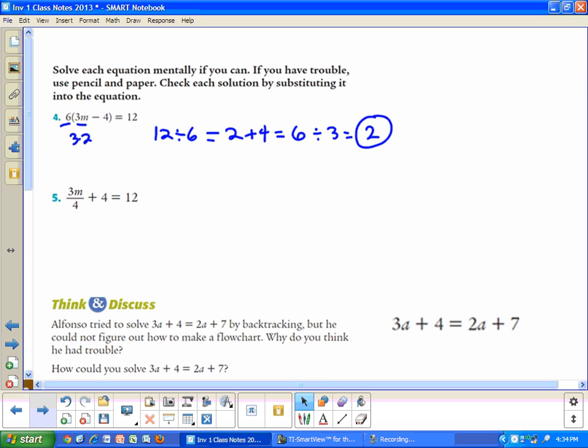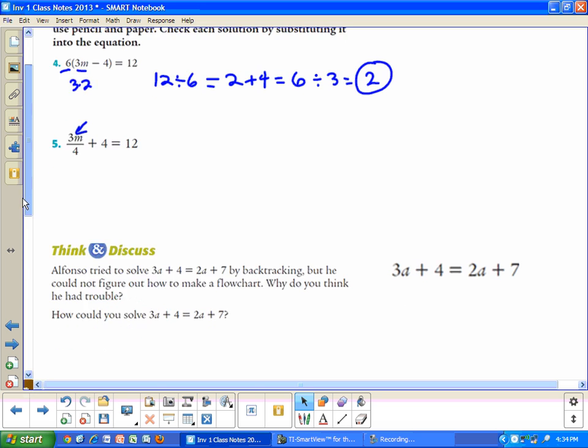So go ahead and try number 5, see if you can get the answer just by thinking what the inverse operations are working backwards. And think about what order they have to go. And just a reminder, the first thing that's happening to m here is multiplied by 3, then divided by 4, then added 4, and that equals 12. So when you're going backward, you have to do it inverse and in the opposite order.